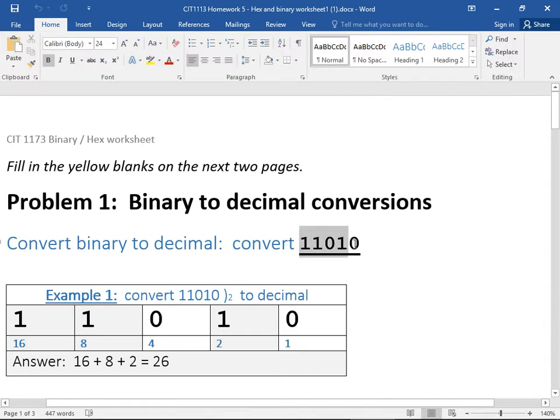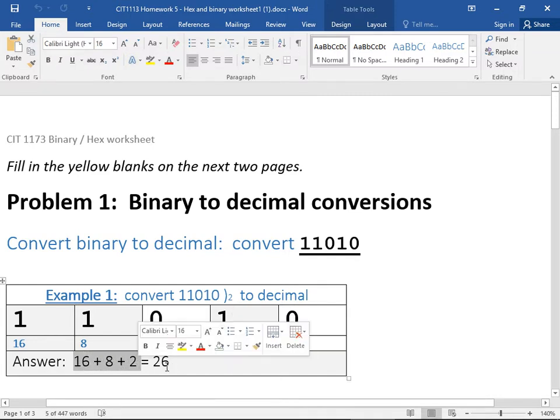Convert this number to decimal. Well, we already have the places filled out. The 1's place, the 2's place, the 4's place, the 8's place, and the 16's place. And so 11010 is equal to 16, because there's a 1 there, plus 8, because there's a 1 there. But there's no 4's, right? So I'm not going to add a plus 4. But there is a 2, and there's no 1's. So 16 plus 8 plus 2 is equal to 26.